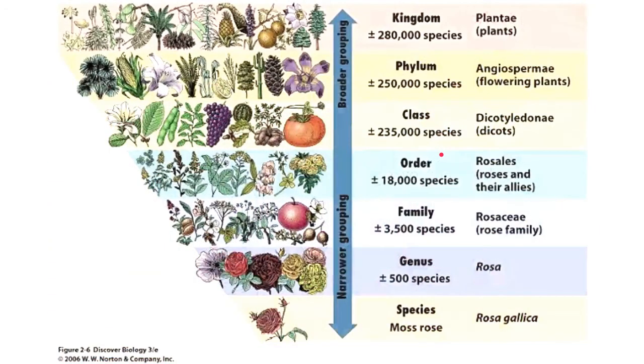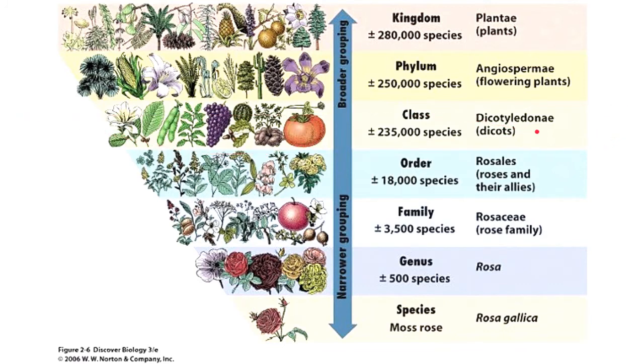How about rose? Okay, so the species name for moss rose is Rosa gallica. So here, these are the different taxonomic ranks of this species. It belongs in kingdom Plantae. Okay, so all the organisms here are plants. They can perform photosynthesis. They make their own food. They're autotrophs. Now below that, more specific, is phylum Angiospermae. So these are the flowering plants. Okay, angiosperms. Then below that, it belongs to class Dicotyledonae or dicots. Okay, those with two cotyledons.